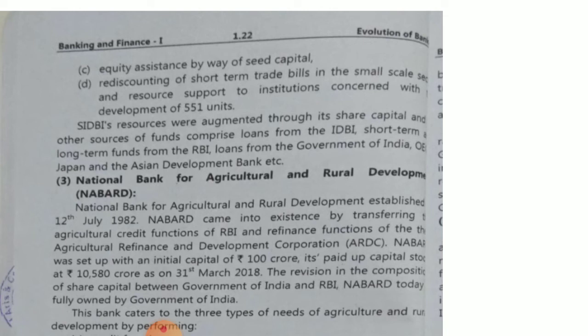Okay, capital provide करना. So SIDBI resources were augmented through the share capital and the sources of funds comprise loans from IDBI. ये जो SIDBI है, it is under the control of IDBI, that is Industrial Development Bank of India. Short term and long term funds are provided by the RBI, and this loan is transferred to the SIDBI. Okay, now loans from the government of India and the Japan and Australian Development Bank, etc., provide loans to such small scale industries which are operating in our country.